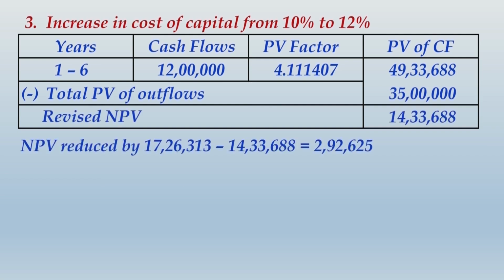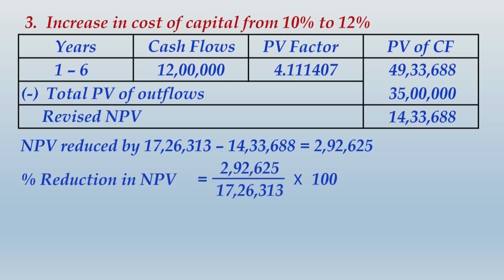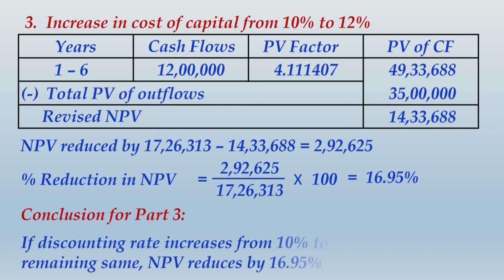So the reduction in NPV by value is 2,92,625, and by percentage reduction if you compute, it comes to 16.95%. So you may write up the conclusion for part 3 as, if discounting rate increases from 10% to 12%, other things remaining same, NPV reduces by 16.95%. Please ensure that you have finished writing this whole thing and then proceed ahead.